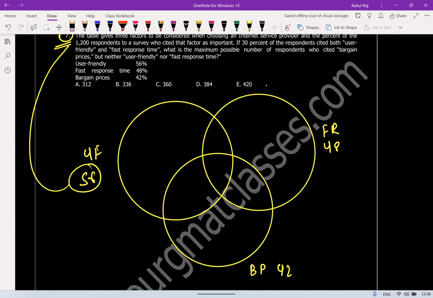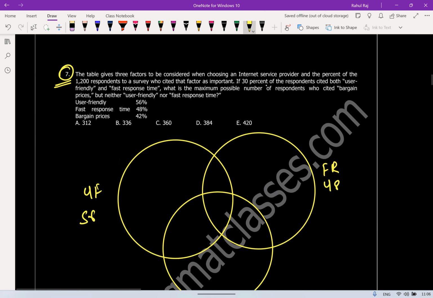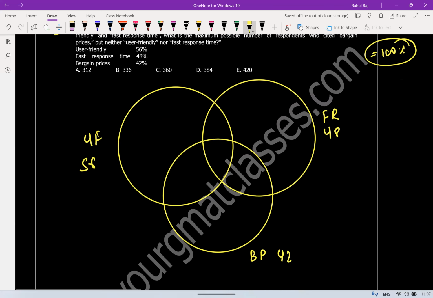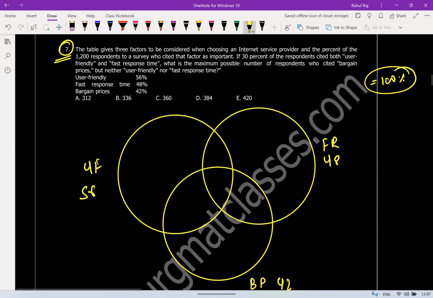But do not do any sort of conversion now, because you know that total percentage is equal to 100%. What we say in math, 200%, 500%, 1000%, these are all crap. The actual percentage is max 100%. That's it. So total percentage is always 100%, we know. Now we know that 56% of the respondents are user friendly, 48 are fast response, 42 are bargain prices.